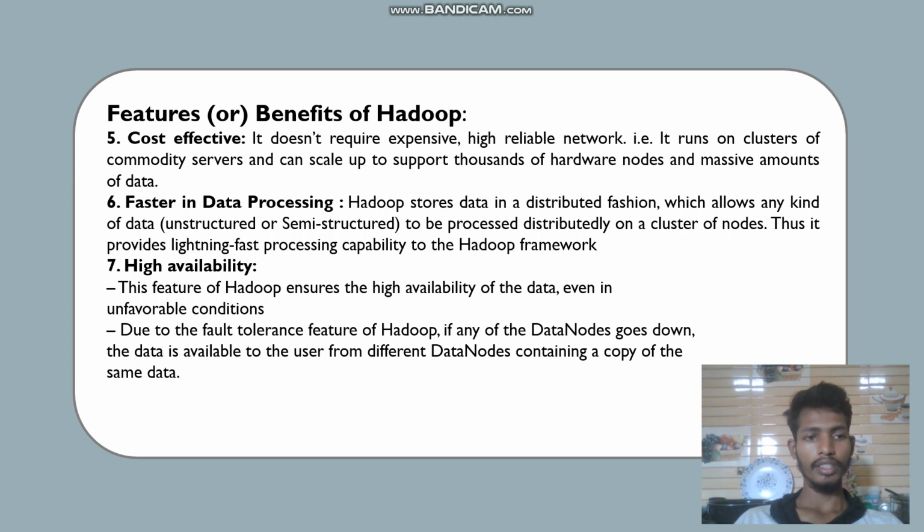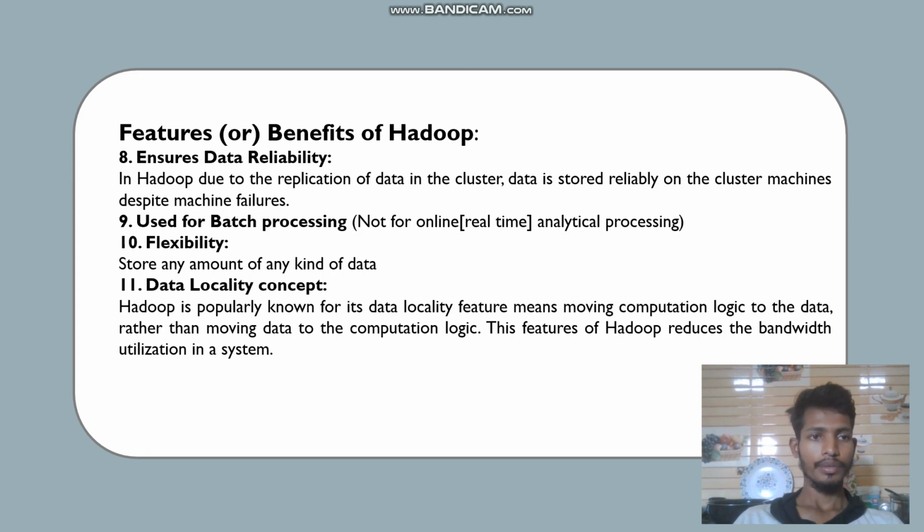High availability. The feature of Hadoop ensures the high availability of data in unfavorable conditions. Due to the fault tolerance features of Hadoop, if any of the data nodes goes down, the data is available to the user from different data nodes containing a copy of the same data. This is the high availability of the data, which ensures data replication.